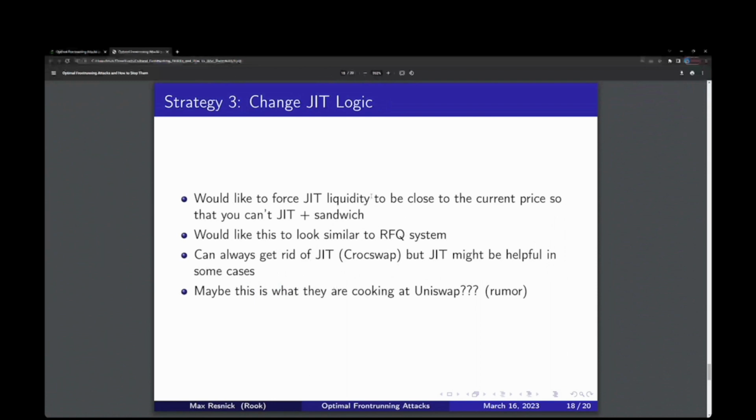So what would we like to do? If you go back to the attack, the problem was just-in-time liquidity being far away from the current price. So we would like to force the just-in-time liquidity to be as close as possible to the price P star as we can. Unfortunately, remember that we can front run before we just-in-time attack. So it's not as simple as just saying it has to be in the next tick, right? Because we can always front run, move the tick, and now the next tick is where we want it to be.